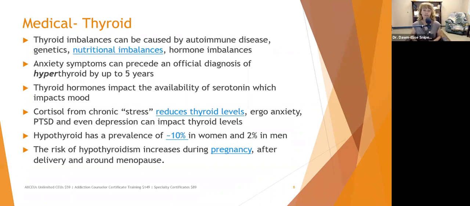Hypothyroid has a prevalence of 10% in women and 2% in men. So if you're in a room with 10 female coworkers, it's likely that at least one person in that room has hypothyroid to some degree. Well, that's important because that's really not treated. Hypothyroid, they're finding, is very underdiagnosed. And again, there are a lot of causes for hypothyroid. A lot of them are easily treatable.